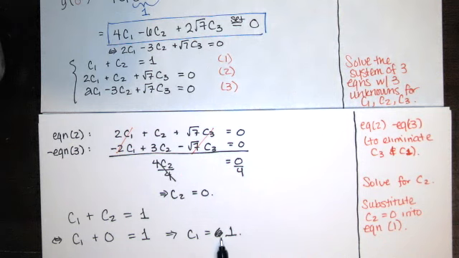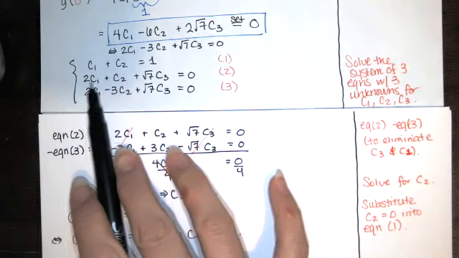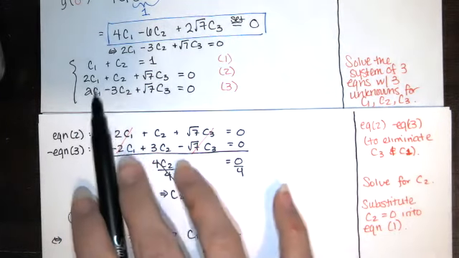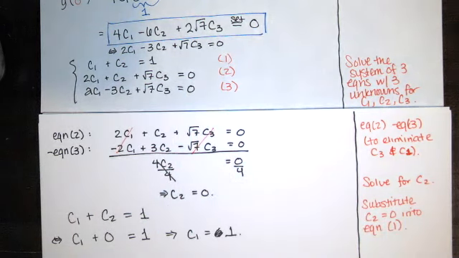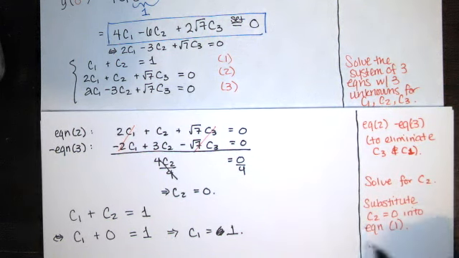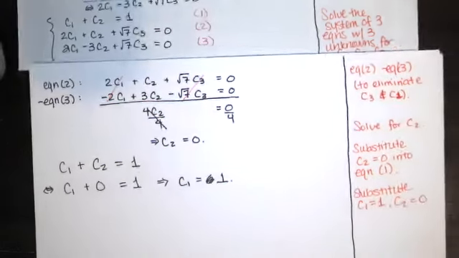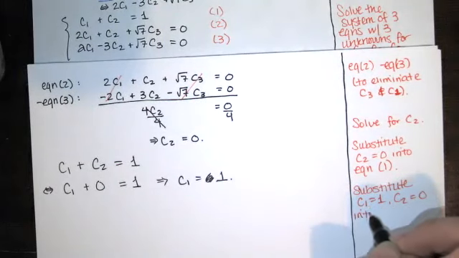And now, since we know what C1 is and we know what C2 is, we can substitute C1 and C2 into either equation 2 or equation 3 and solve for C3. I'm going to choose equation 2 there. So let's substitute C1 equals 1, C2 equals 0 into equation 2.